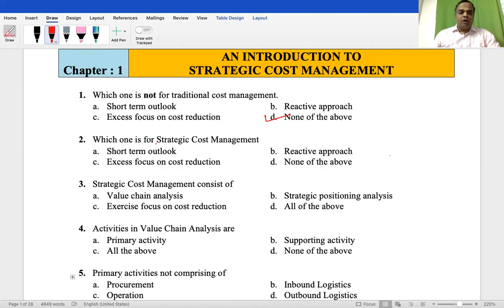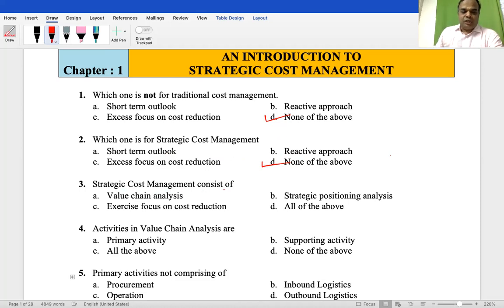Which one is for strategic cost management? The previous one is traditional costing. Now we are moving to strategic cost management. Short-term outlook, reactive approach, excess focus on cost reduction, none of the above. So short-term outlook, reactive approach, excess focus, everything is for traditional cost management, the limitations of traditional costing.